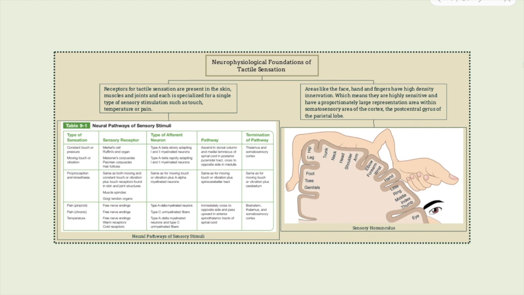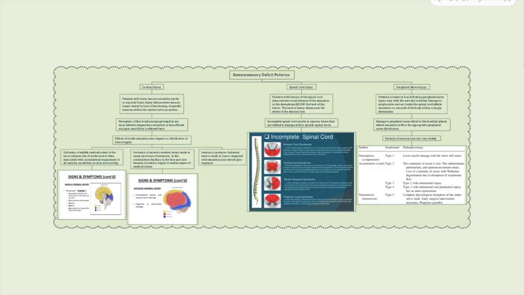And then you also have the sensory homunculus, so areas like the face, the hand, and the fingers have a higher density innervation, and that just means that they're highly sensitive. And then they have a proportionately large representation within the somatosensory area of the cortex, and that can be seen on the homunculus as well.